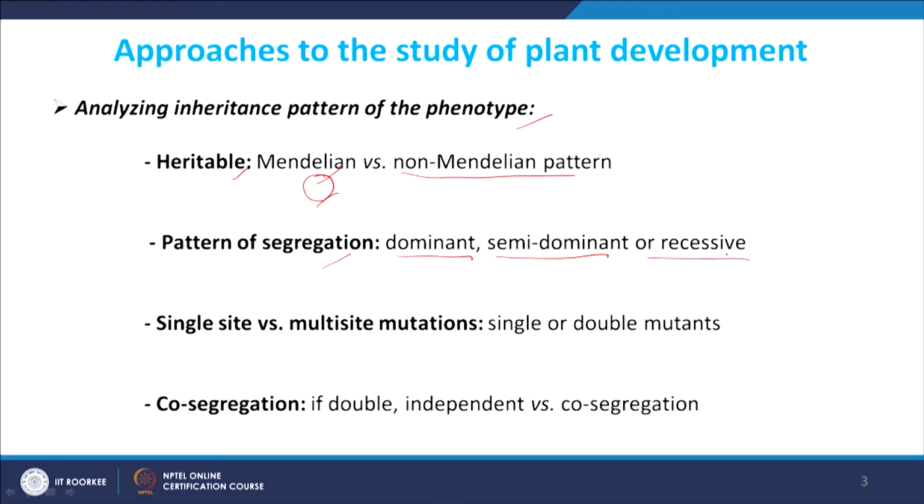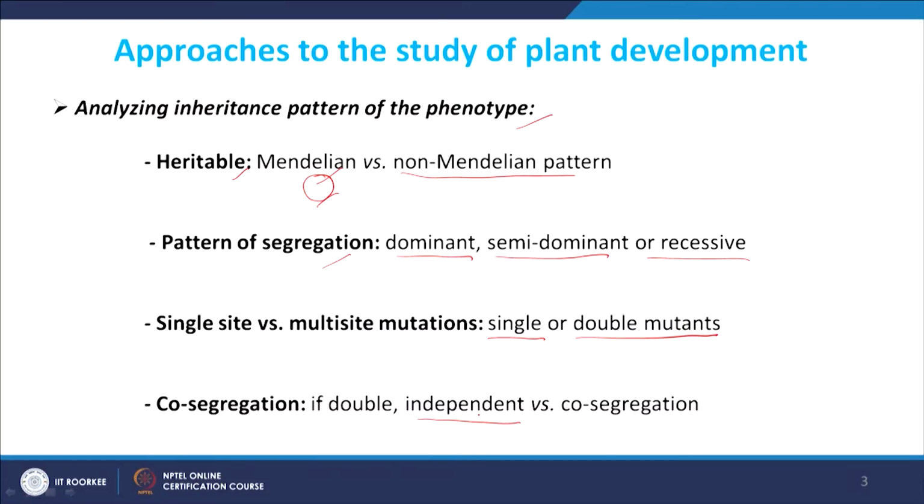Next, if you recall the last class, we found that in this technique there is a possibility of multisite mutation. So, we would also like to know whether the phenotype is because of a single mutation or because of a higher order mutation. Let us assume a double mutation. Double mutation means there are 2 mutations in 2 independent genes, and the result of these 2 mutations might give the phenotype.